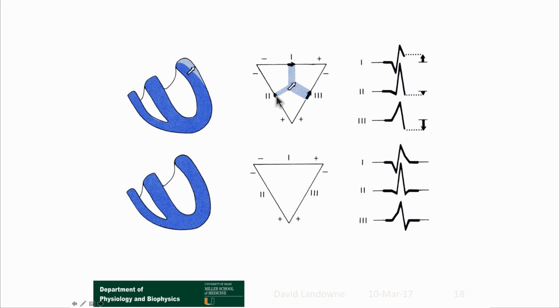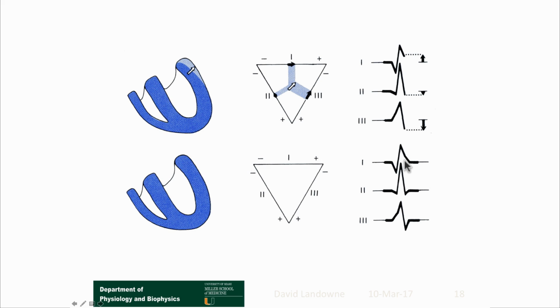In lead 2, we would have a slightly negative potential, because the arrow is pointing towards the negative terminal of our voltmeter. And in lead 3, we would have a negative potential pointing in this direction, so we'd be measuring a strong negative potential here. And then, of course, when the heart is completely depolarized, there would be no vectors and no electrical activity.